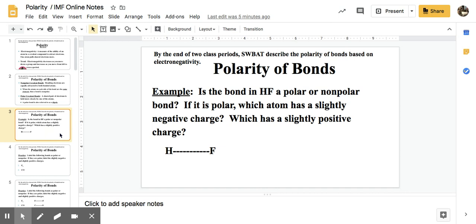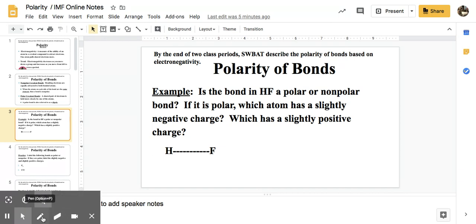So the first thing I'm going to talk about is what happens if the bond has different elements. We just said that means it is polar. If we have an HF bond right here, ignore the fact that HF is an acid, it's an HF bond. Is it polar or nonpolar? It's as easy as, because H and F are not the same, it is polar. Then we need to figure out the rest of this. It says, if it is polar, which atom has a slightly negative charge and which has a slightly positive charge?